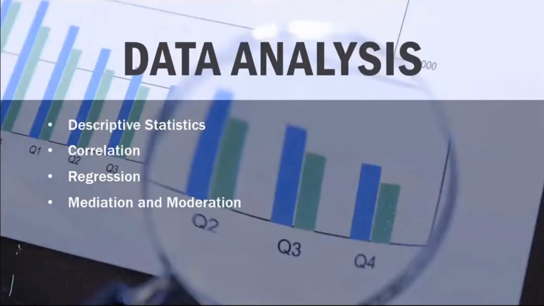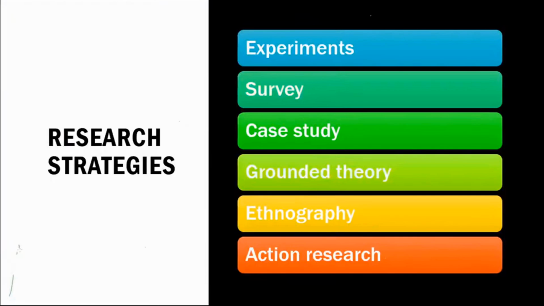And then we have data analysis tools. For example, you can use descriptive analysis if it is a descriptive study. You can go for regression, correlation, mediation, and moderation analysis, and there is also structural equation modeling that you can use. Since in quantitative research methods you have numbers, you have measured the variables, so you can go for these good statistical analysis tools. And then these are the research strategies: experiments, survey, case study, grounded theory, ethnography, action research. But as I told you, we stick to survey.